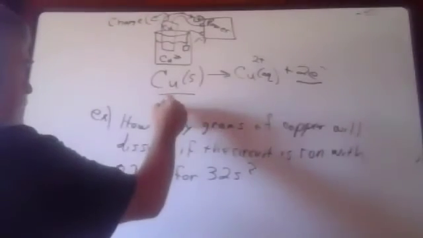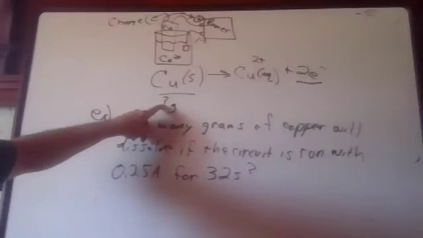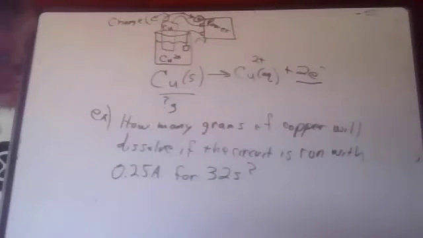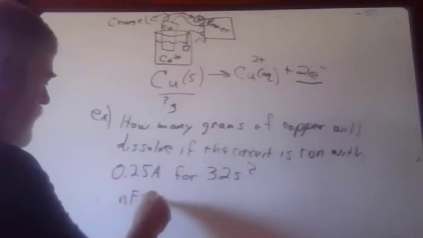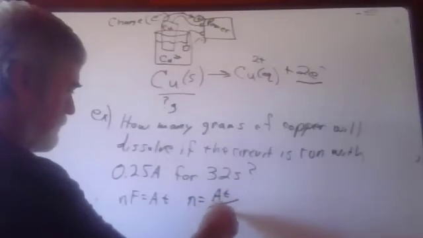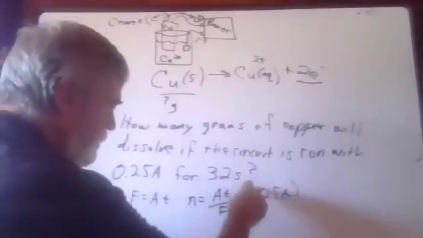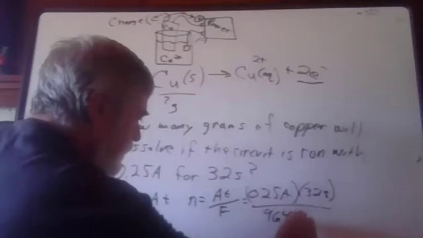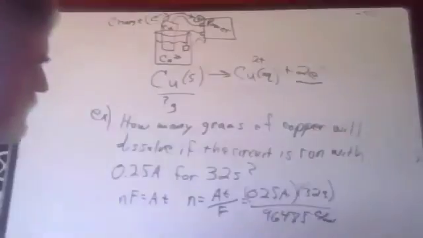So basically what we're trying to do is get this in grams. And just like any other stoichiometry, if we have some amount to start with, we can calculate that. We don't directly have the amount, but we have enough here to calculate this in moles of electrons. That would be the N, because we're going to use NF equals amps times time, and first calculate N. So N would be equal to amps times time over F, which is 0.25 amps, or coulombs per second, times 32 seconds, divided by 96,485 coulombs per mole. Okay, so let's see what that is.